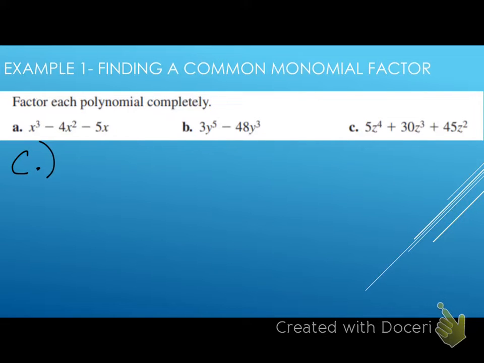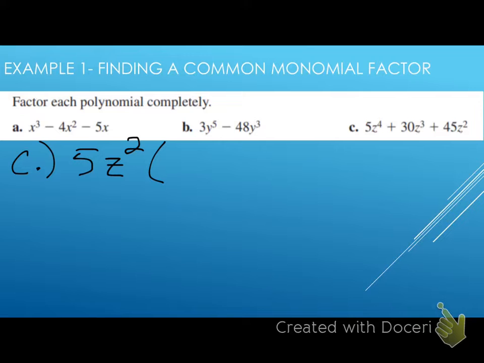Five z to the 4th plus 30z cubed plus 45z squared. Always look for what first? GCF. So looking at the coefficients first, what's the biggest number that goes into 5, 30, and 45? It's not 1. 5. 5 will go into all those, so I can factor out a 5. How many z's do we all have in common? Each term? 2. Each one has at least 2 z's. So I can factor out a z squared. Everyone okay with that? There's my GCF.